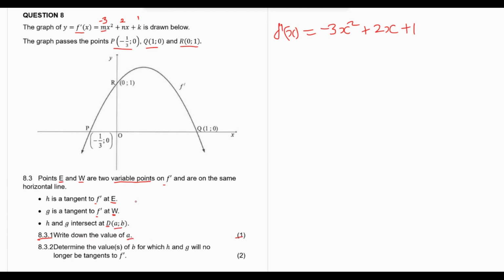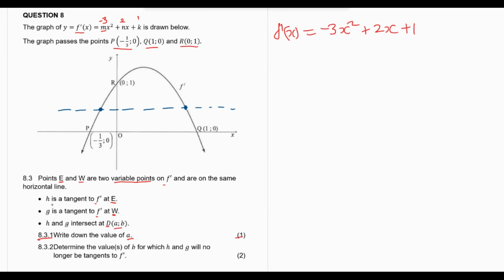It would be better to have a picture. Let's just draw our diagram. Points E and W are two variable points on the derivative of f and are on the same horizontal line. So let's say we have our horizontal line like this. Variable points means that these points may change. They may be here, they may also be there, they may be anywhere. So these are variable points, meaning that they may change.